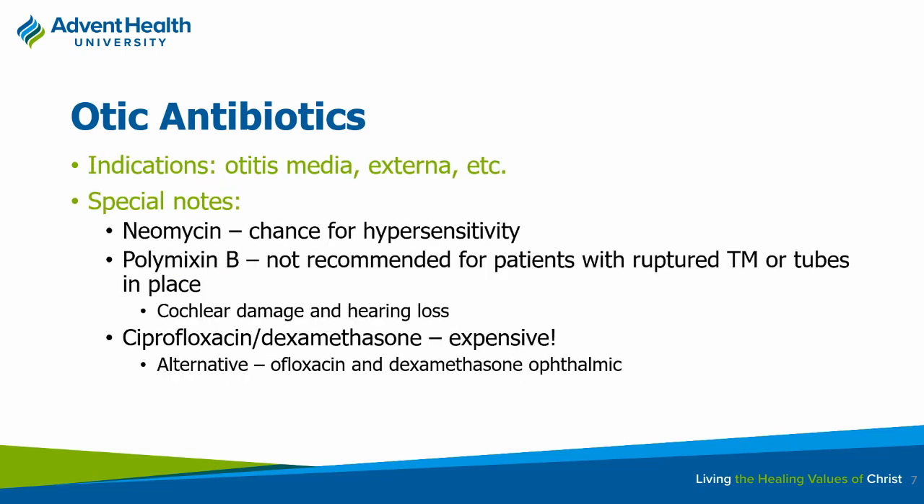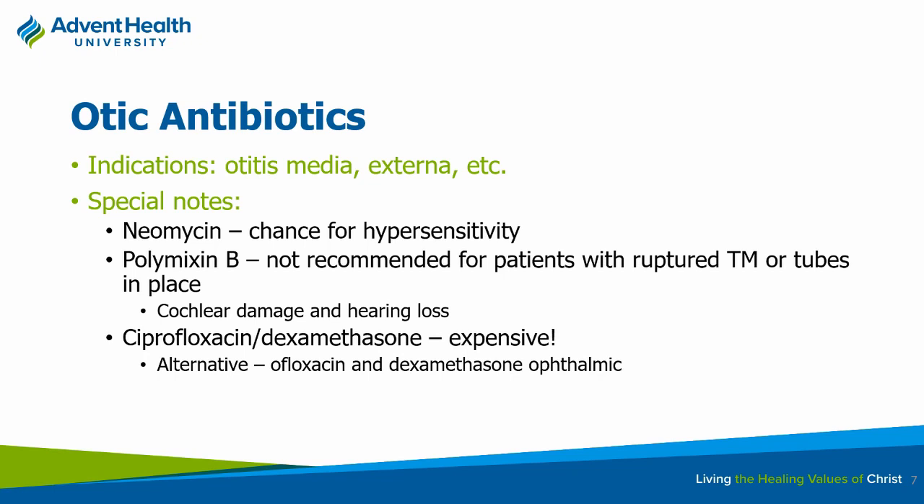So, as I mentioned, otitis media and externa, the common indications here. Just remember, neomycin is not going to be good for patients who have hypersensitivity to that. And then polymyxin B is not going to be recommended if a patient has a ruptured TM or if they have tubes in place. This is because when polymyxin B gets into that inner ear space, you're going to find that it can have ototoxicity. It can damage the hair cells in the cochlea, and that can lead to hearing loss, right? That may be permanent. So you don't want to do that with tubes in place.